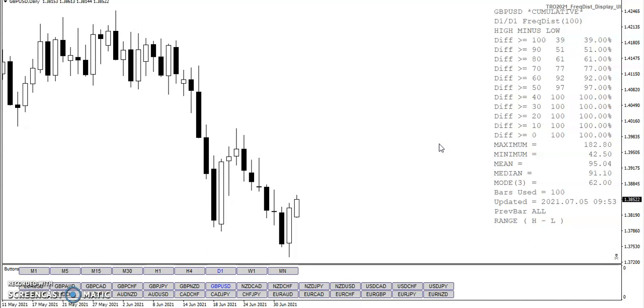The reason I look at the ranges is I want to make sure the instrument I'm trading moves. So for example here, you can see that the pound dollar over the last 100 days had a range of 50 or more 97% of the time, 60 or more 92% of the time. But you can see here over 100, we're only at 39%. But you've got a 60% chance of the range being greater than 80, and a 51% historical chance that it's going to be above 90.